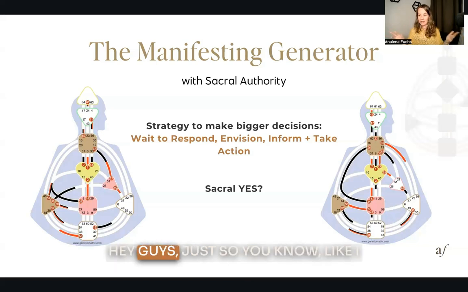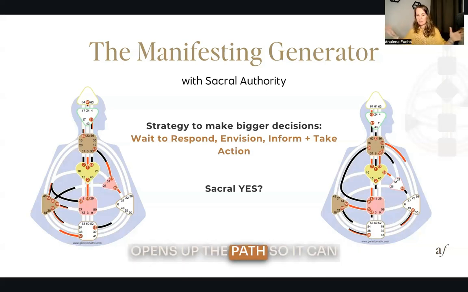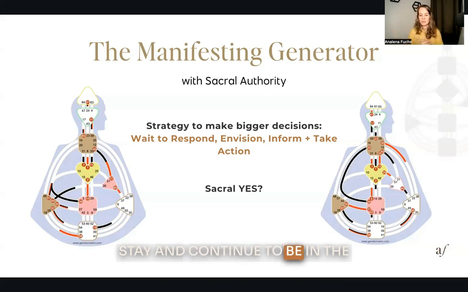It's an FYI. Hey guys, just so you know, I'm going to pull this new business up in the air, because let's say it's your mom or something, and she would find out from another person that you started this new business or something. She would probably feel left out or something. So that's why informing helps actually remove the resistance around you and just kind of opens up the path so it can stay and continue to be in the most effortless way possible. And then you go take action. So that was my little take on what it means to have a sacral yes as a manifesting generator.